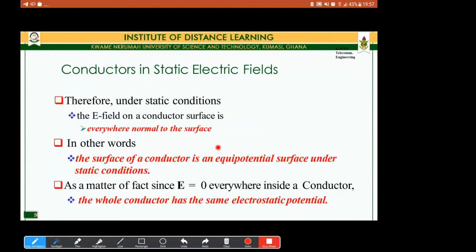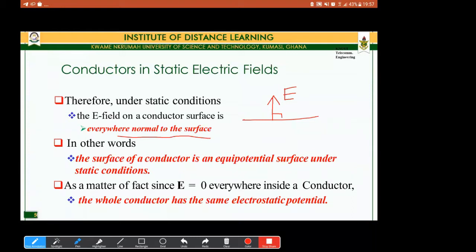What does that mean? We are saying that if you have a surface like this, tangential to the surface, the electric field is zero. Therefore, the only component of the electric field that can exist is the one that is what? Normal to the surface. That is, at right angles to the surface. Also, along the surface, the electric field is zero. So the E field on a conductor surface inside a static electric field is everywhere normal to the surface.